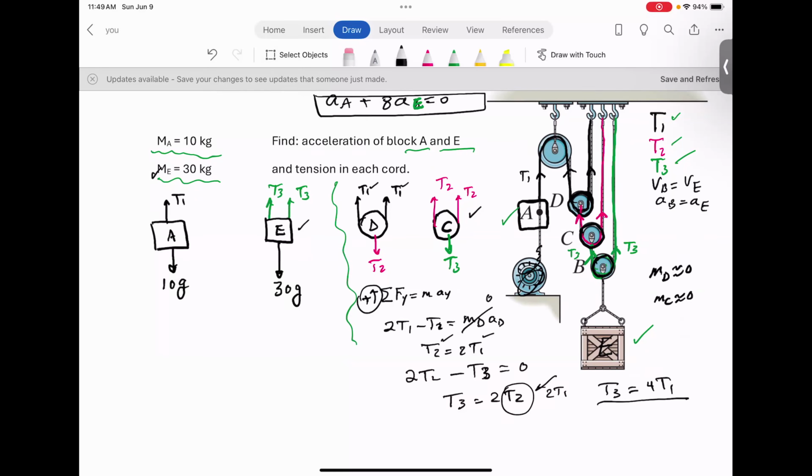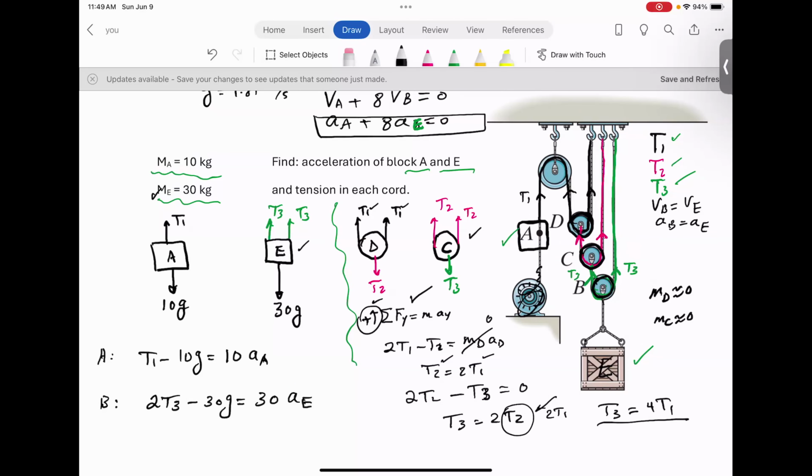Now I'm going to apply the equation of motion to block A, and then eventually to block E. So remember, F equal ma in the y direction. We'll pick this to be the positive direction, right? So we have T1 minus 10G equal mass, which is 10 kilograms times acceleration of A. Similarly for E, what do we have? We have 2T3 minus 30G equal 30 kilograms times acceleration of E.